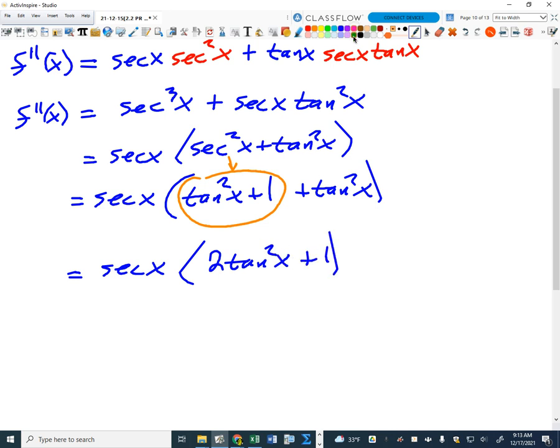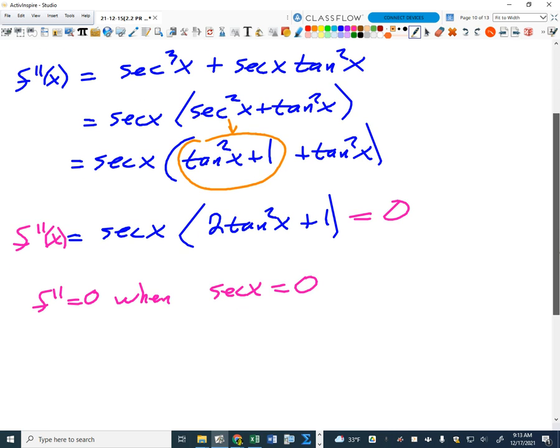And let's just say I were setting this equal to 0. Now I've got it factored. I could apply the zero product property, right? I would know that f double prime equals 0 when secant x equals 0, which is never in this case, okay?